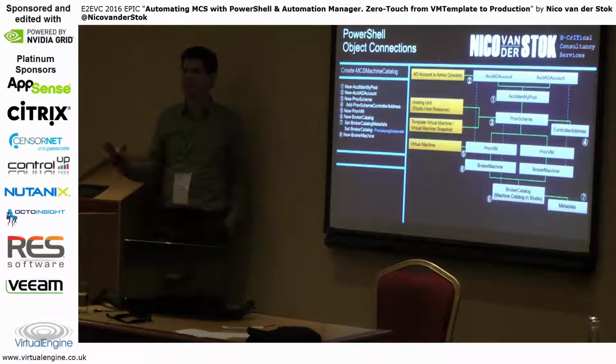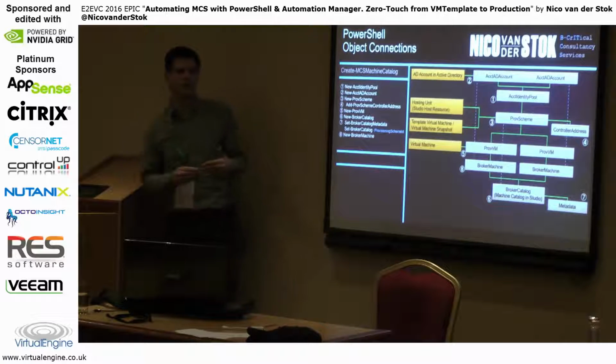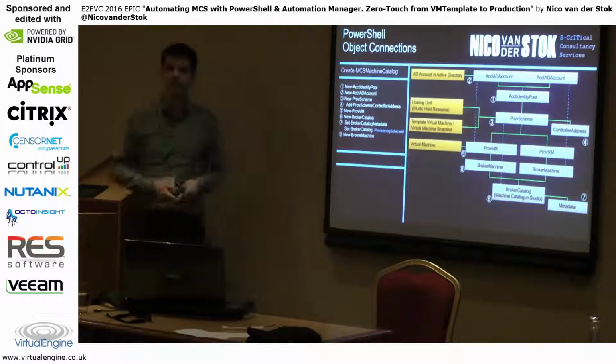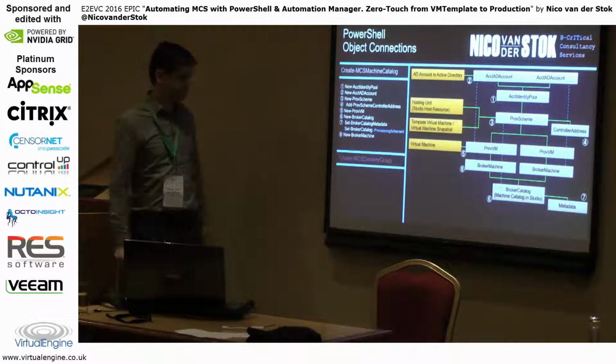Right. But this is just the machine catalog. What do we need to do before the users can log on, what do you need to create in Studio after you create a machine catalog? Delivery group. Exactly, delivery group. So we also have to automate this.